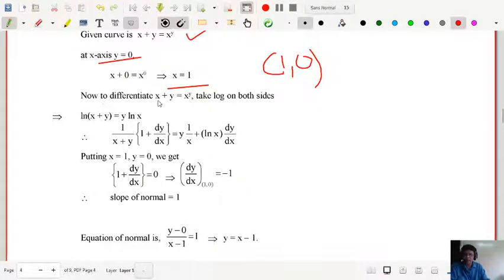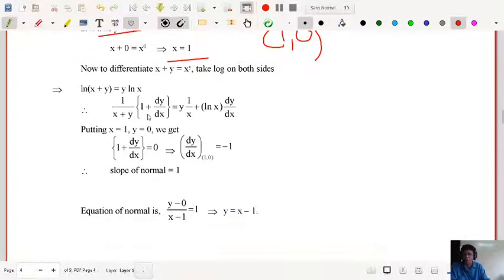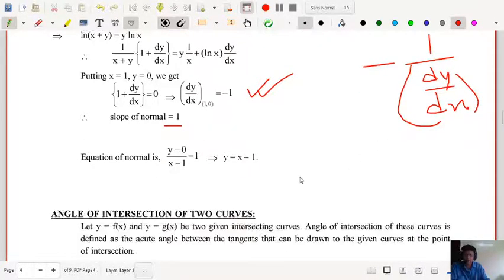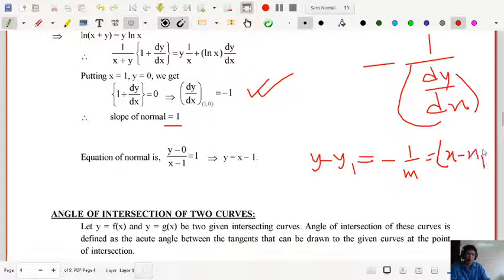So now for differentiation of this, we have to take log on both sides, and you know how to differentiate. You can get the value of dy/dx at (1, 0). That will be minus 1, but the normal slope will be minus 1 by dy/dx, right? So be careful about that when you are writing the normal equation. So this is the slope of the normal, and the equation of the normal is y minus y1 equal to minus 1 by m, where m is your dy/dx at that point, into x minus x1. If you substitute, you will get the equation of the normal. Okay, this is how you deal with the problems of tangents as well as with the normals.